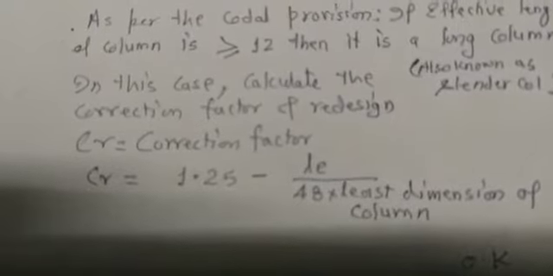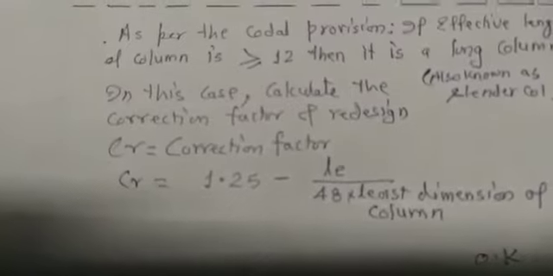Once this CR is known, from this CR we can calculate the additional area of the column, and then from that additional area of the column we have to find out the area of the steel, the number of bars, and so on and so forth.